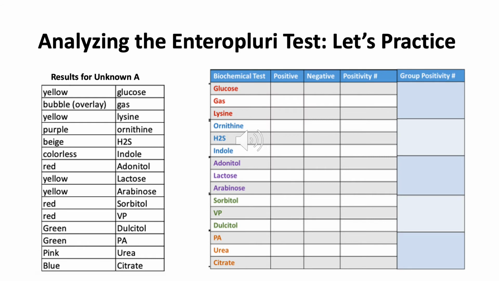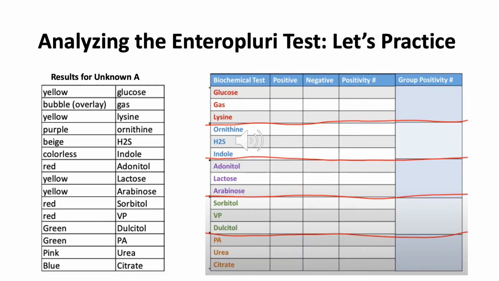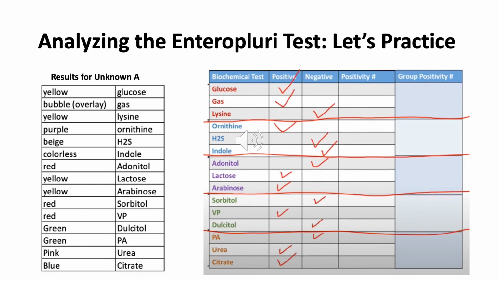Let's say you did an Enterotube test in the lab with your unknown, labeled unknown A, and these are your results. The first thing you do is divide the tests into the 5 groups of 3. So the first 3 tests, draw a line after it. Next 3 tests, draw a line. Next 3 tests, draw a line, and so on until you have your 5 groups of 3 tests. Then you look at your results, and for each test you check whether it was positive or negative, and put a check mark in the box for positive or negative.